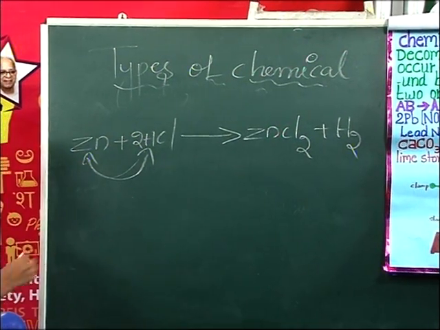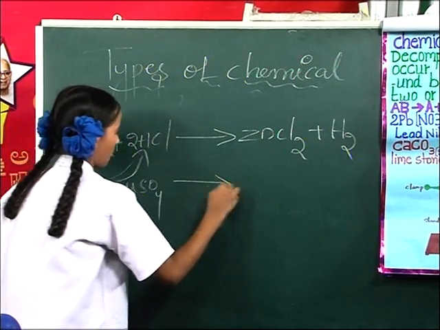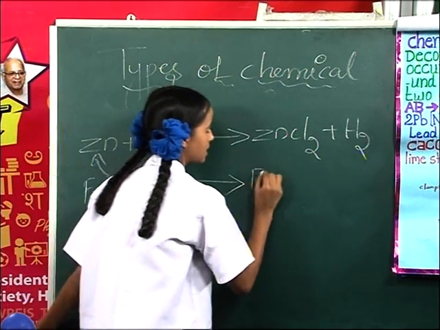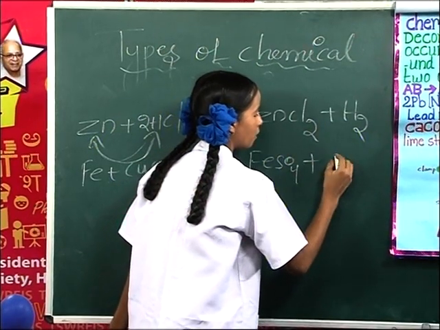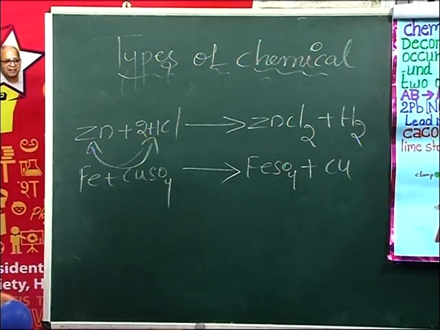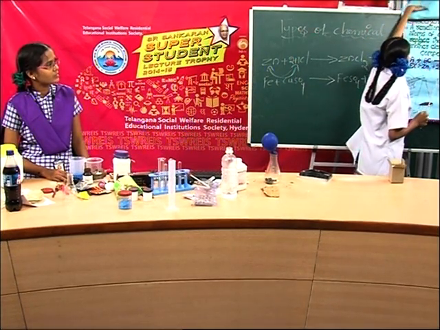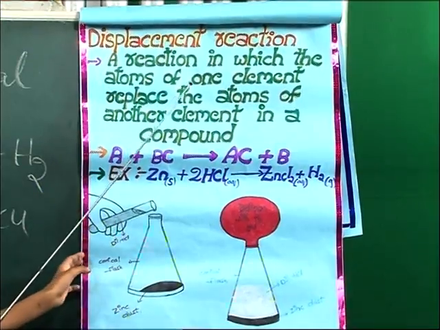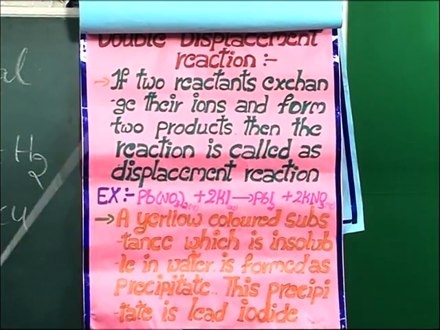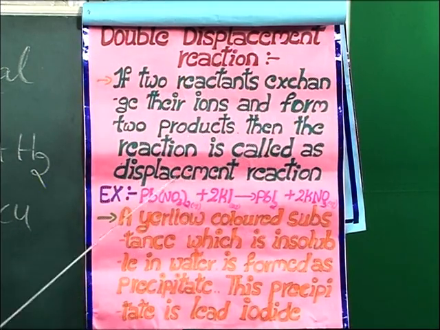Let's see another example. I have taken ferrous plus copper sulfate. When it is displaced from one compound to another, it becomes ferrous sulfate plus copper. This is called a chemical displacement reaction. And what is the fourth one? The fourth one is the double displacement reaction. If two compounds exchange their ions and form two new products, the reaction is called a double displacement reaction.